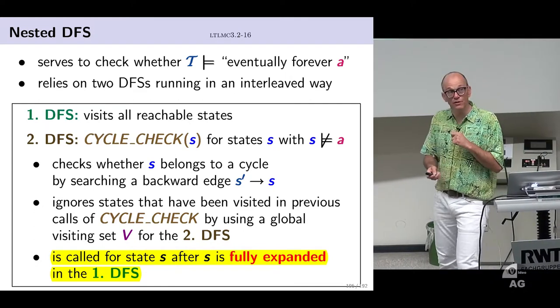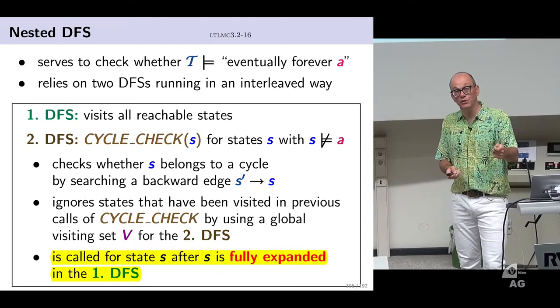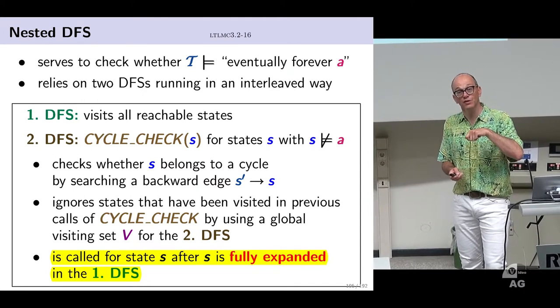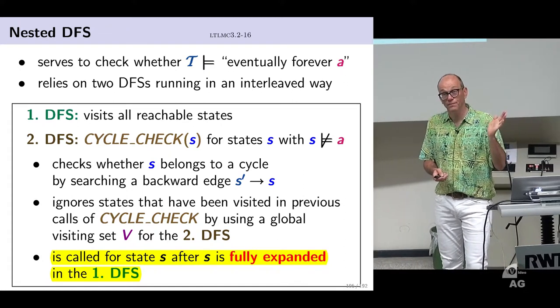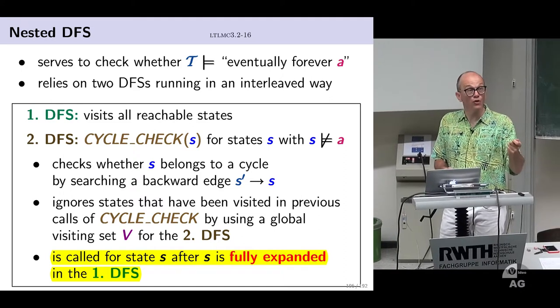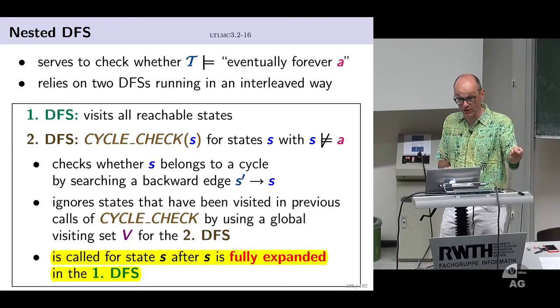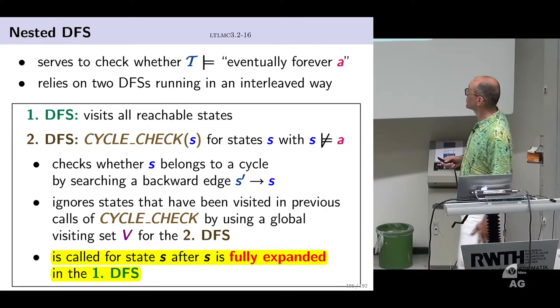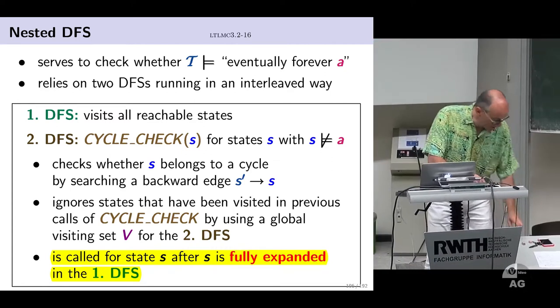What was the procedure previously? As soon as I was finding a non-A reachable state, I was checking whether it lies on a cycle. This went wrong. So I'm going to adapt this ordering. I first complete the orange depth first search starting from the non-A state, and only then I'm initiating the second one. So in terms of a depth first search, this means we are fully expanded. What's the principle of fully expanded?